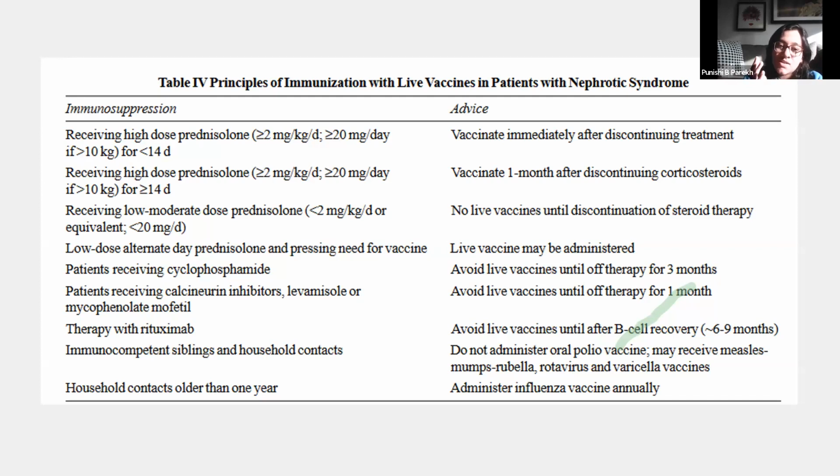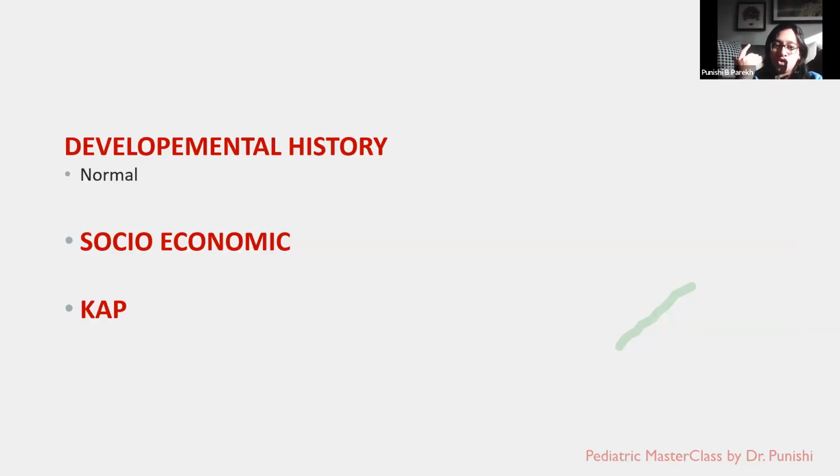But what I'm trying to emphasize is that there are certain guidelines about immunization in nephrotic syndrome which need to be kept in mind before you give special vaccines to these kids, depending on when was the last time that they consumed immunosuppressive therapies like steroids, what was the dose, what was the duration, etc. Okay, so these are just guidelines in the ISPN 2021 as to how you will vaccinate your kids with nephrotic syndrome, specifically with your live vaccines. Okay, moving ahead, developmental history, socioeconomic.